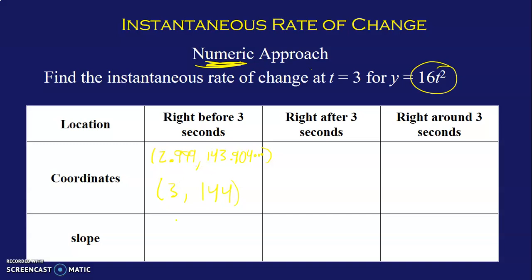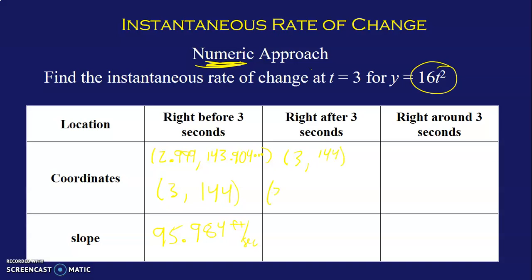So I can just do a slope calculation. I'm not going to write it all out, but you would get 95.984 feet per second. So right before 3 seconds, its approximate instantaneous speed would be 95.984 feet per second. Right after it, we're going to do the same thing. We're going to look 0.001 seconds after 3. So the first point we're going to use is going to be at 3 and 144.